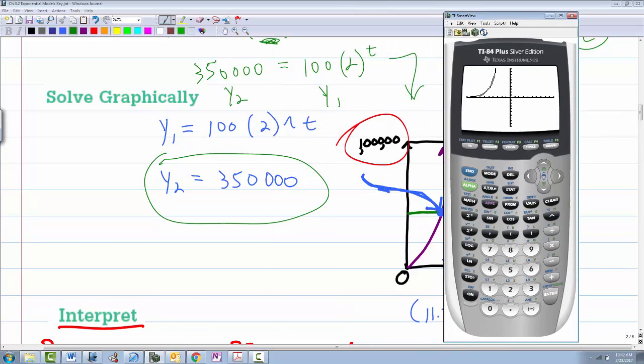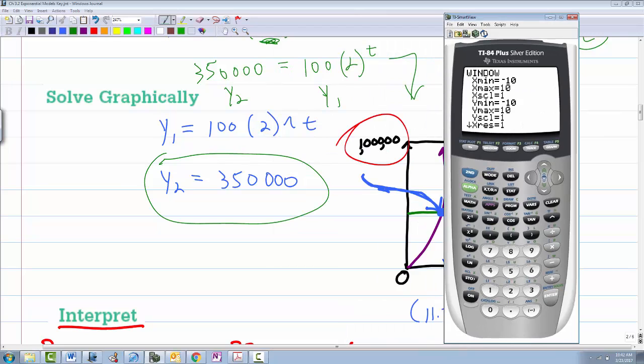Thank you. Okay. What do I have to change? Y max, right? Now I'm going to go to 400,000 because I like going bigger. I don't want it right on the top line. If I put 350, it'd be right at the top of the screen. And then when do you think this might happen?